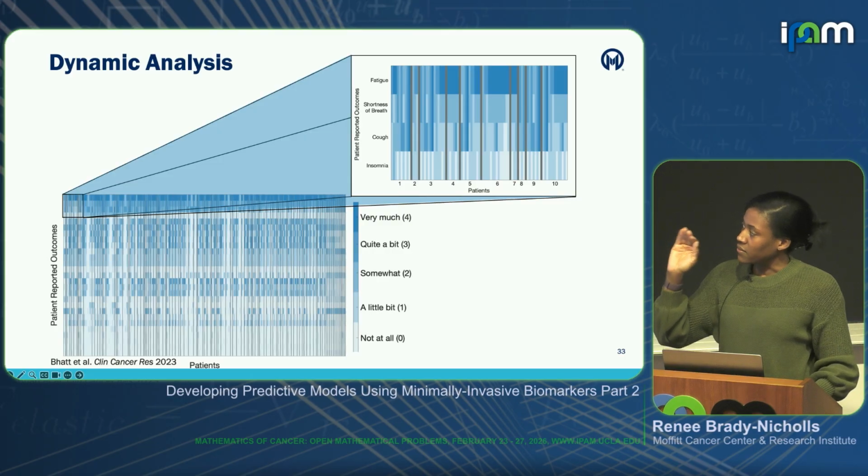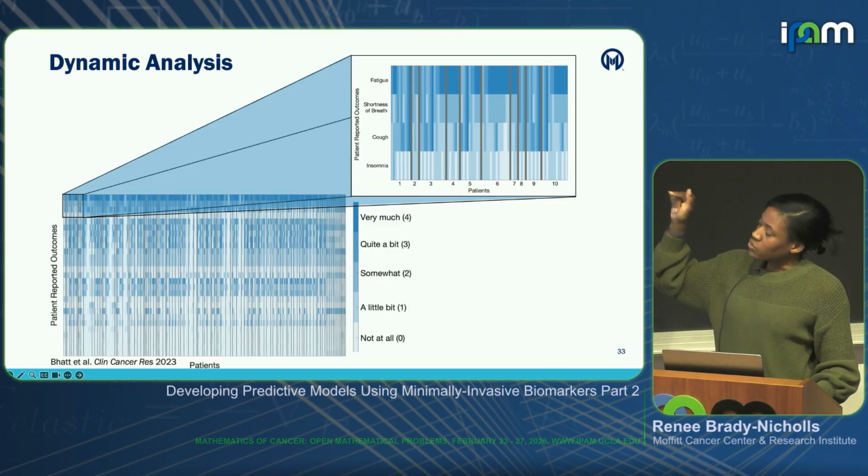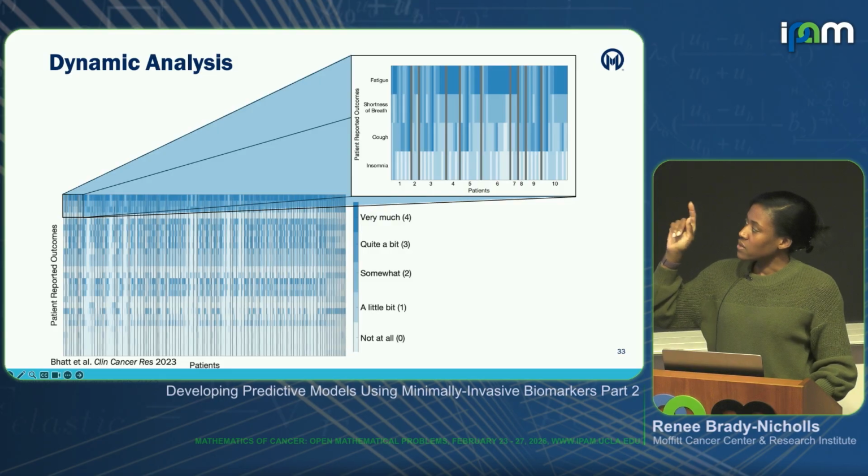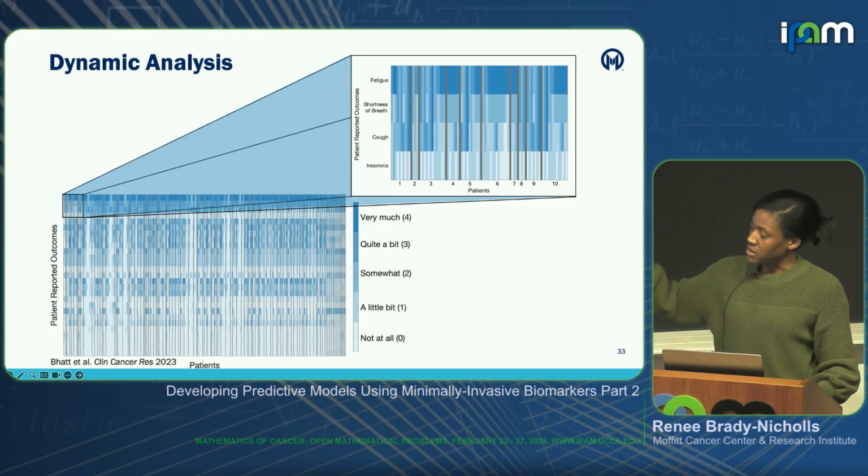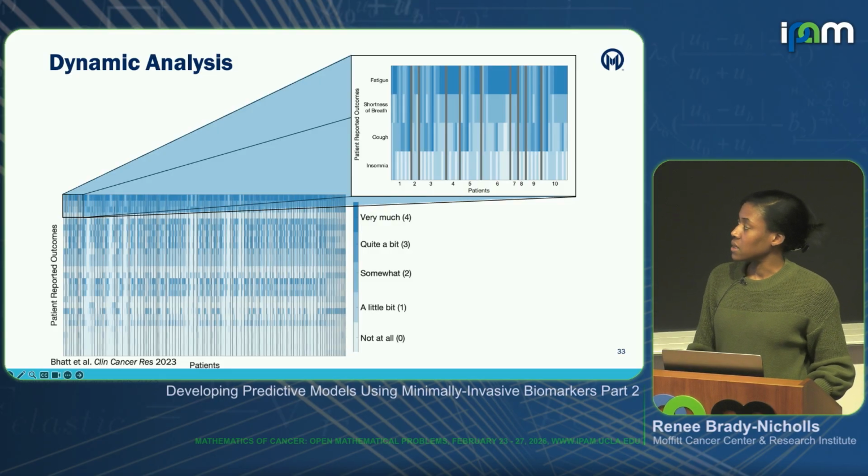you can see that the intensity of the blue is increasing over time. Each row here is an individual symptom. So this is fatigue, shortness of breath, cough, and insomnia. But as I mentioned, we're looking at 27 different symptoms.